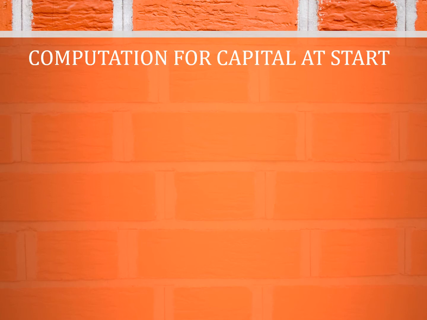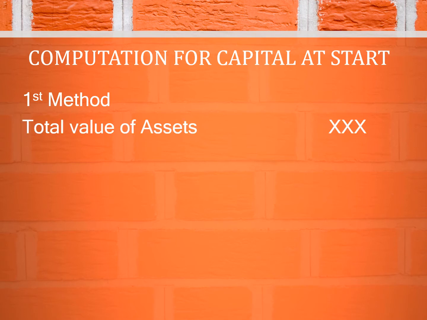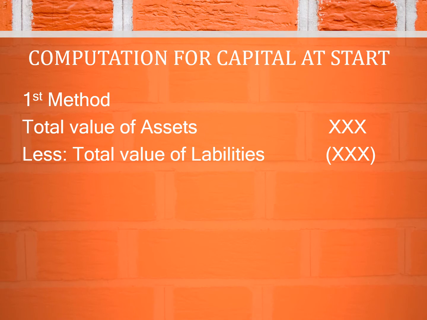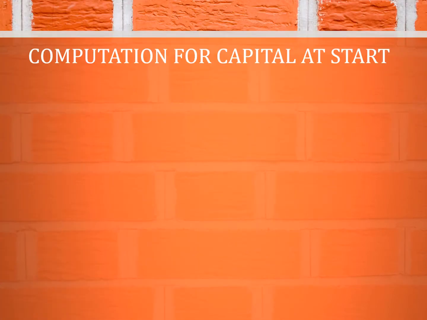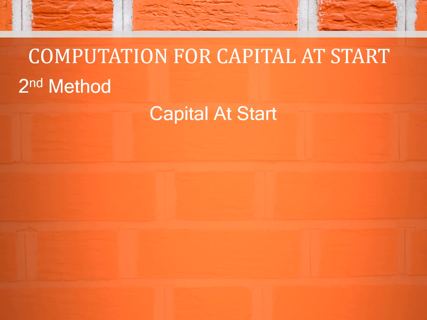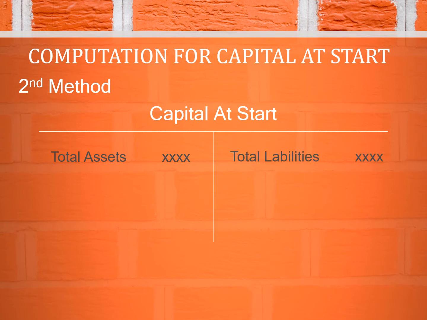To calculate the capital at the start, we use two different methods. As per the first method, we take the total value of assets less the total value of liabilities, and the remaining balance is known as capital at start. As per the second method, we use a T account to find the balance, in which on the debit side we record total assets and on the credit side we record total liabilities.